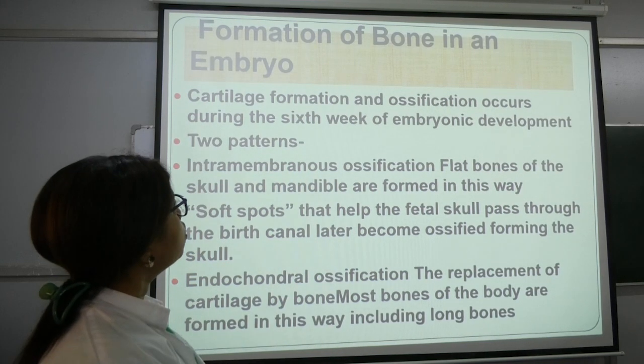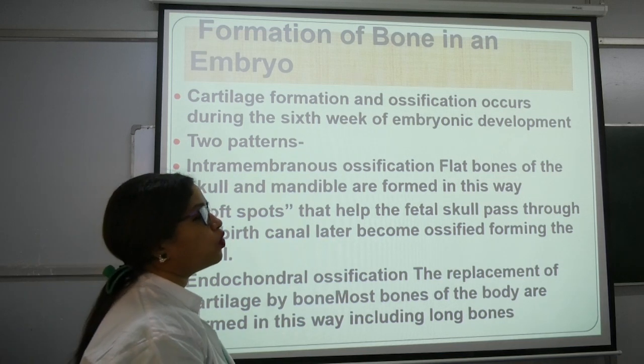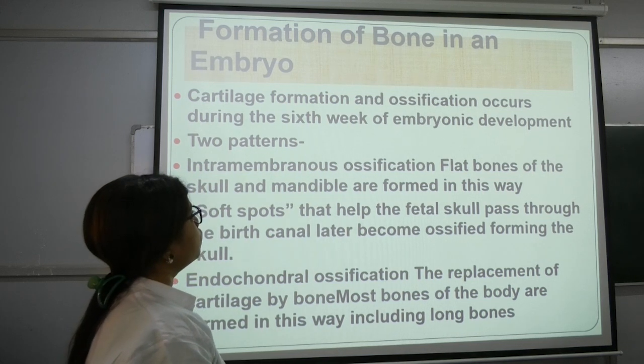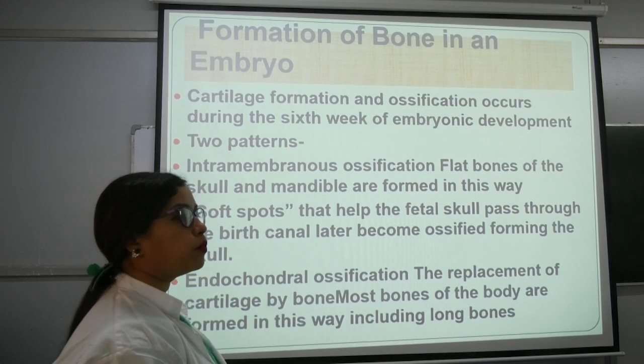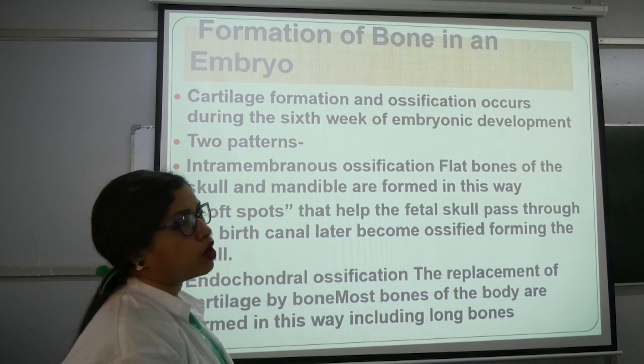Okay, so formation of bone in the embryo. What is happening? In the embryo all things are cartilage. So there is a conversion of the cartilage to the bone. First of all, this occurs during the 6th week of embryonic life.